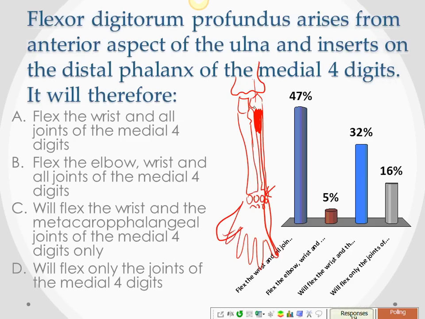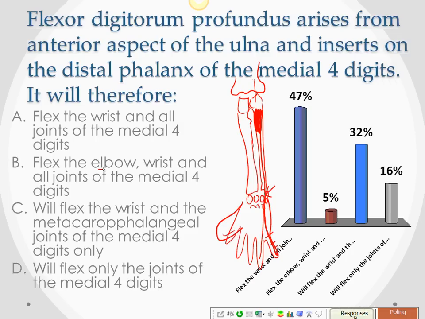You understand? So it's crossing the wrist joint, and then it will cross all the joints of all these fingers, because it's going up to the distal phalanx. So it will cross the metacarpophalangeal joints and the two interphalangeal joints. Okay? So that it will cause flexion of all those joints.